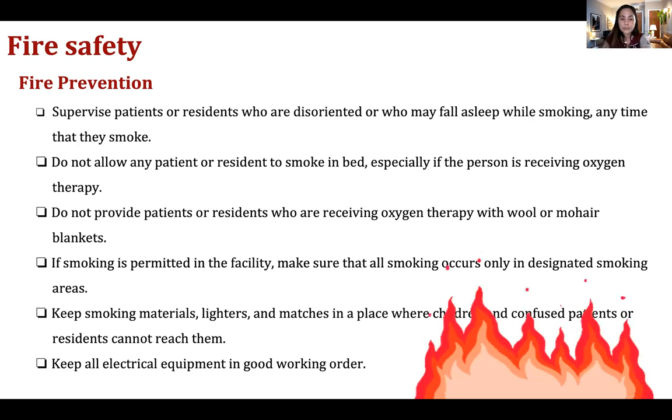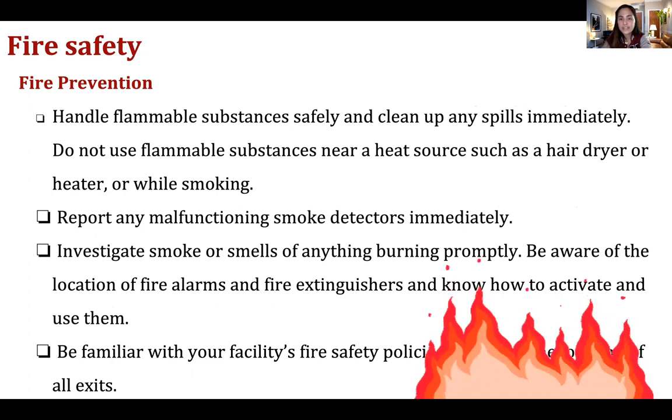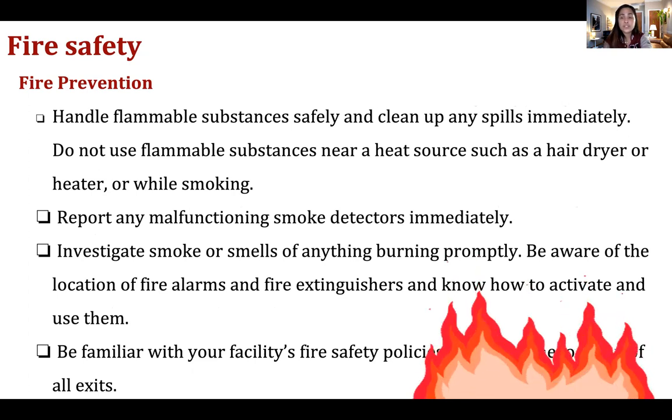Keep all electrical equipment in good working condition. Handle flammable substances safely and clean up any spills immediately. There are times that there will be biohazards or leaks, electrical leaks or tube and water leaks. Immediately the technician needs to fix this because it can cause fire. Report any malfunctioning smoke detectors immediately. Usually every 6 months, they check if the smoke detectors are working, and the battery should be changed every 6 months.